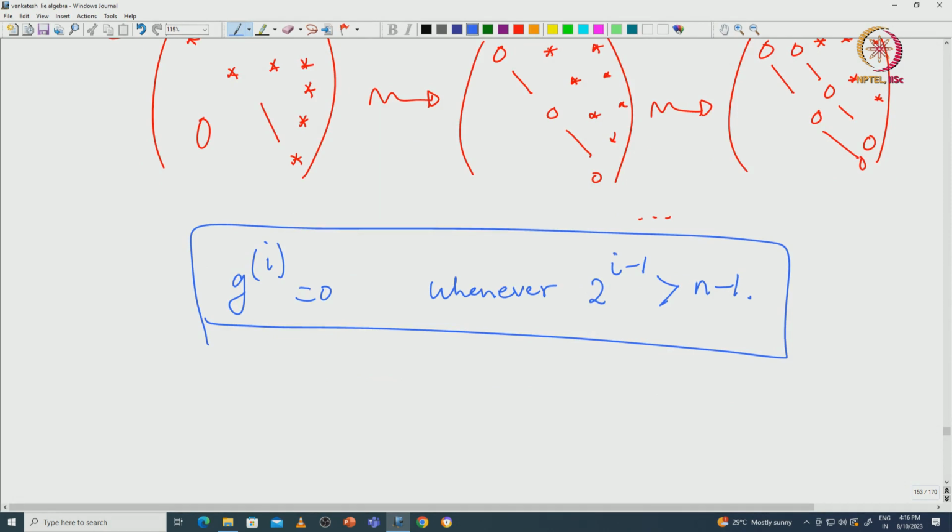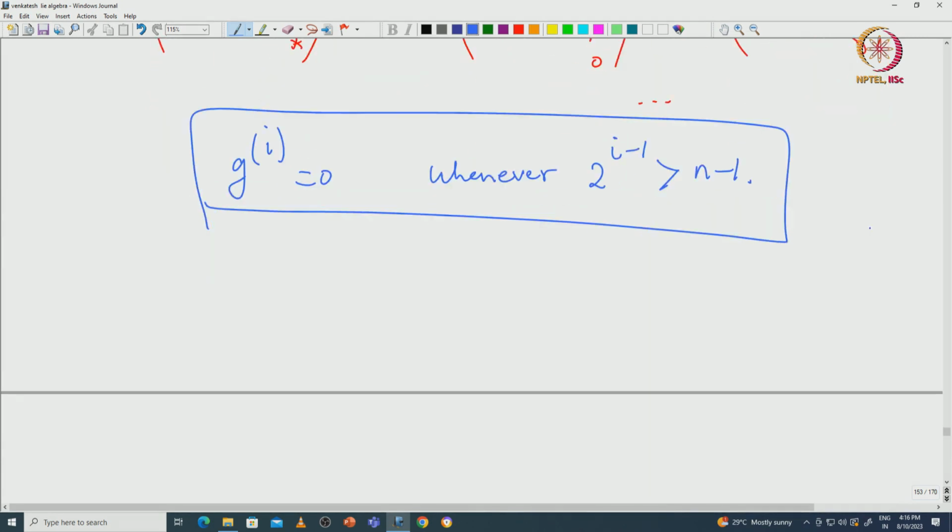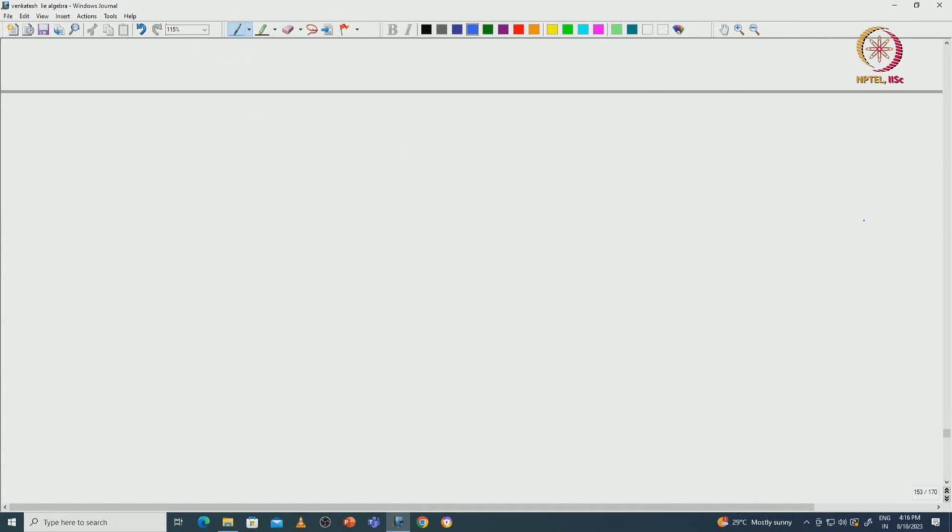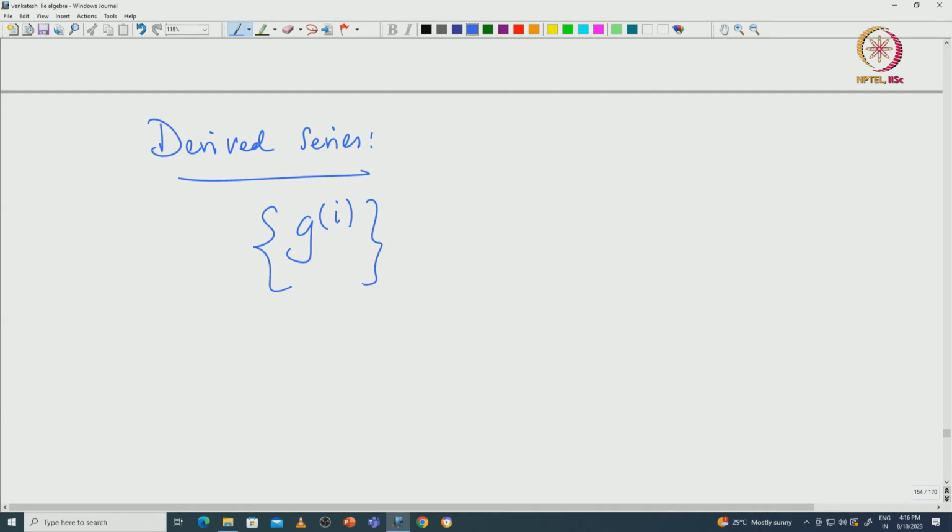So, this example suggests if we take this successive derived series, then at some point we are getting this g power I is 0. So, somehow these two examples motivate us to define what is called solvable Lie algebra. First we will define what is called derived series. So, what is derived series? That g I that we saw, that is called derived series.